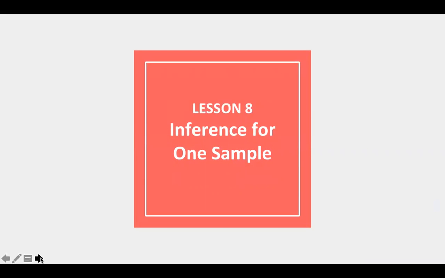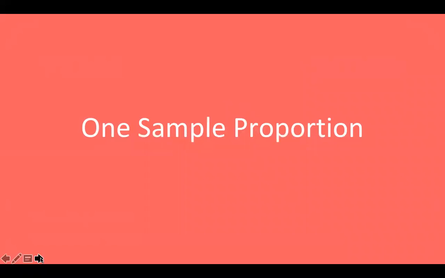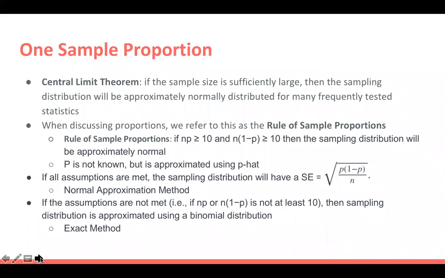So we're going to start with lesson 8, inference for one sample. And starting off that, we're going to start with one sample proportion. So if you remember, the central limit theorem states that if your sample size is sufficiently large, then the sampling distribution will be approximately normally distributed for many frequently tested statistics.